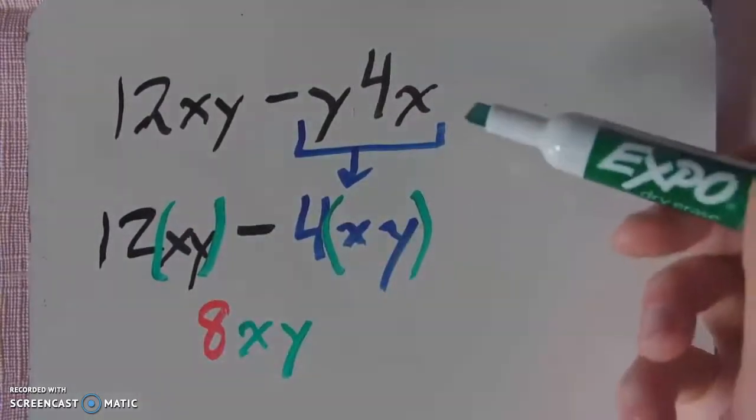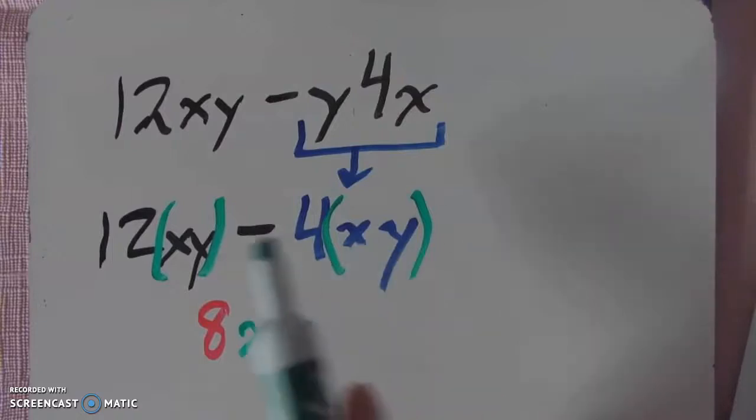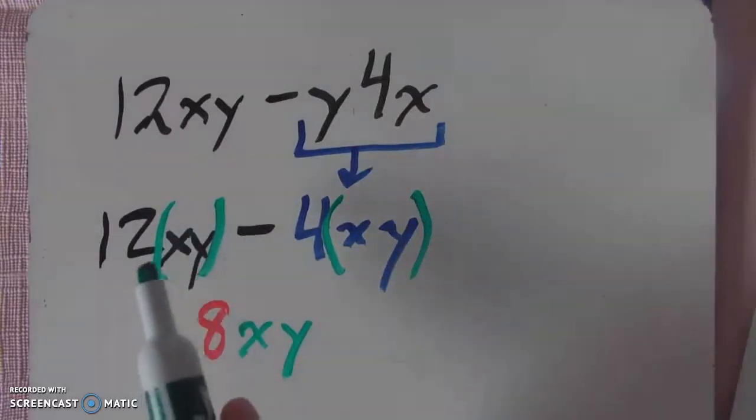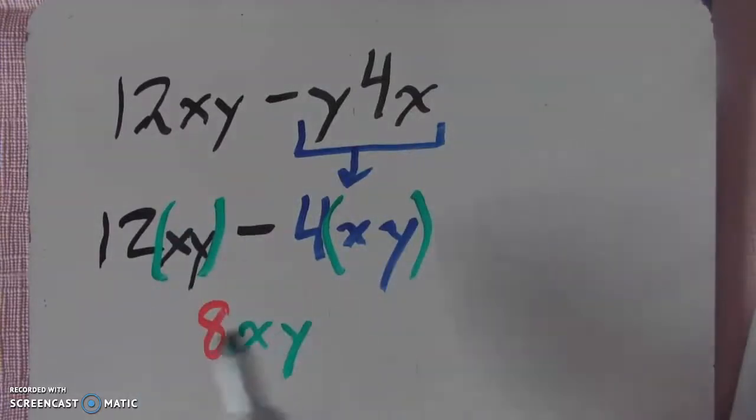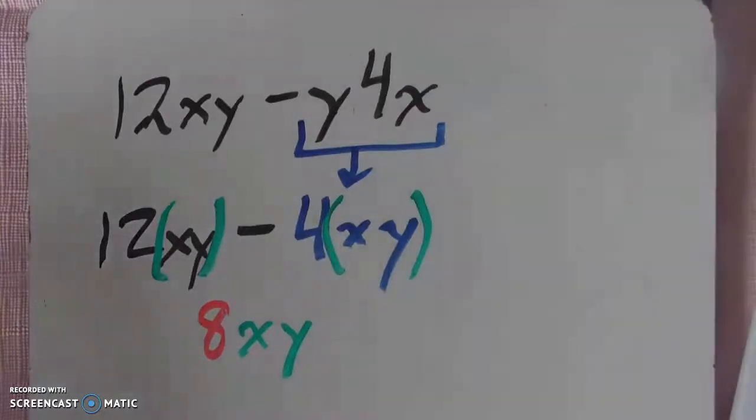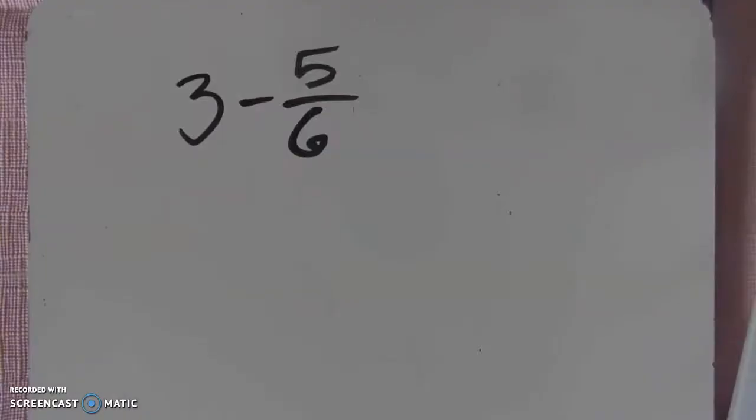I start by organizing it, and then I remember that as long as these two are the same, these are the same, xy, I can combine them using just their coefficients, that number in front, to get a simplified version. The third thing that we're going to remember is how to add or subtract using fractions.